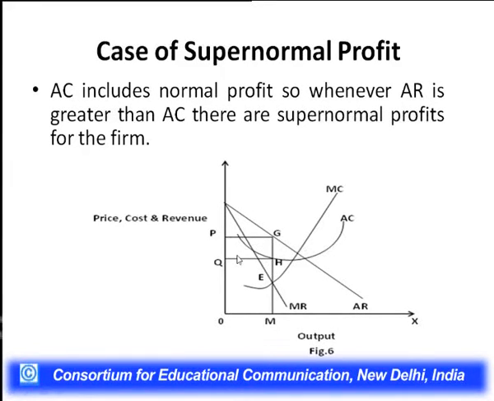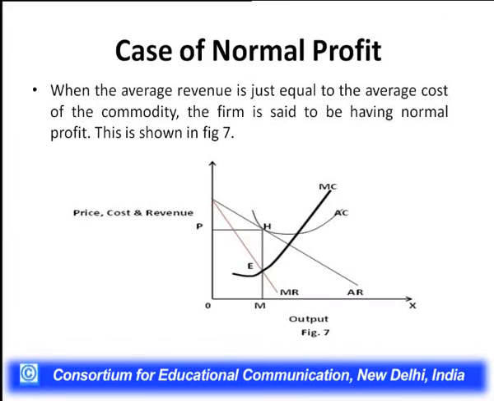So the firm here is getting supernormal profits. Now in the case of normal profits, when we are finding it through the MC and MR method, average revenue is equal to the average cost of production, and we say that the firm is getting normal profits.